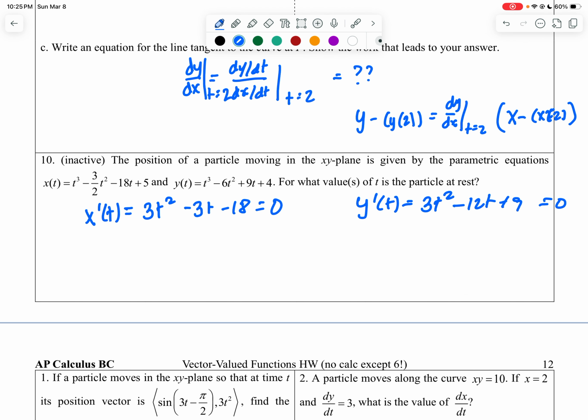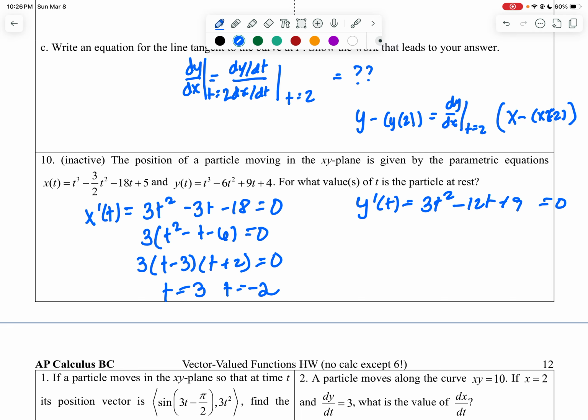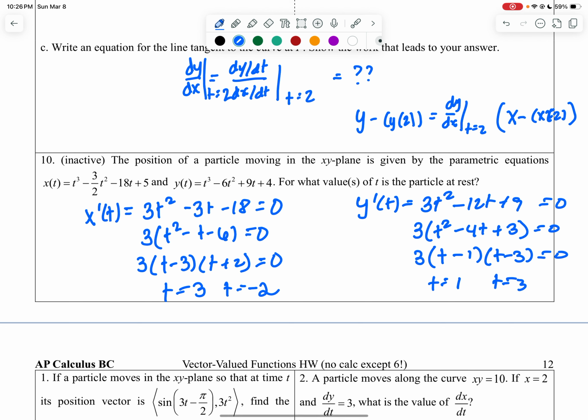I'm going to solve this, so I'm going to have 3t squared minus t minus 6. And that's going to give me t minus 3, t plus 2, t is equal to 3, t is equal to negative 2. And then same thing here, if I take out a 3, and then that gives us t minus 1, t minus 3, which gives us t is equal to 1, and then t is equal to 3. And then that tells me that at time t is equal to 3, my particle is at rest.